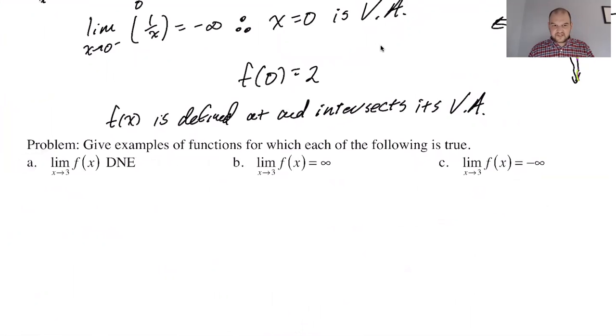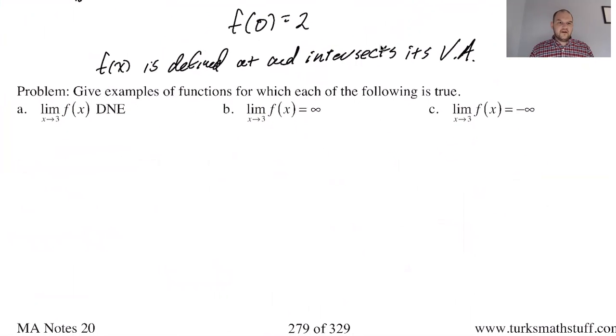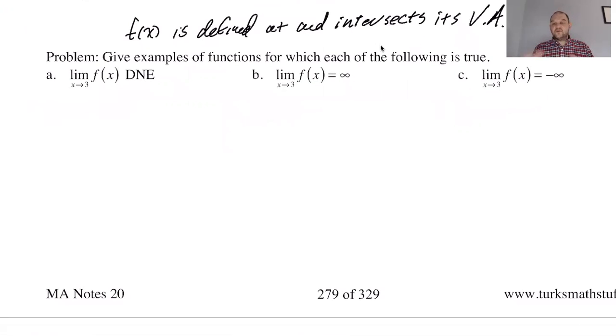All right, and then let's finish this page because we're very close. I need to give examples of functions for which each of the following is true. So you go to your mental bank of functions and you start thinking, I need a function where the limit doesn't exist. So there's a lot of options.